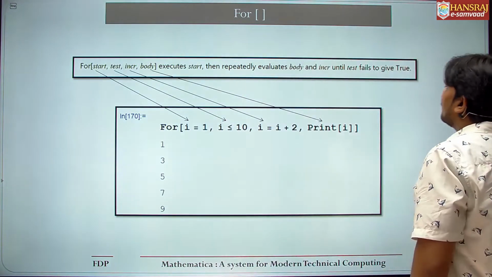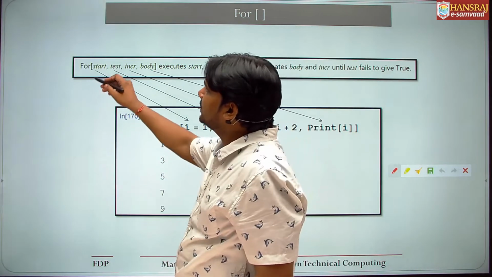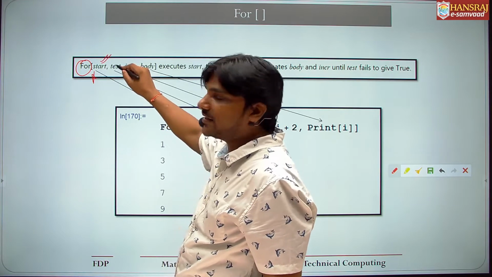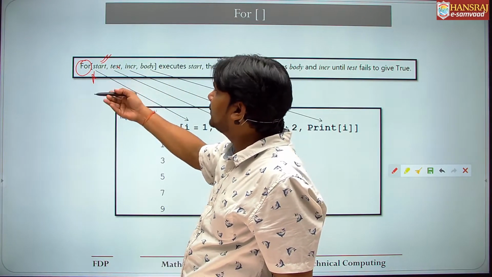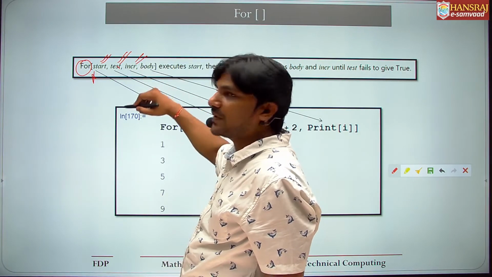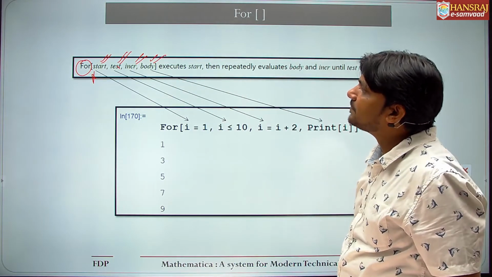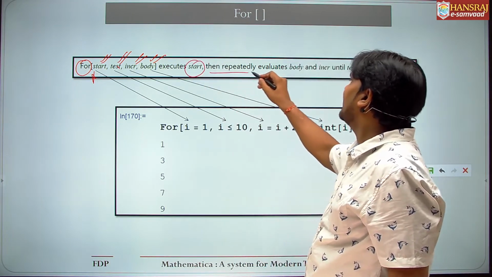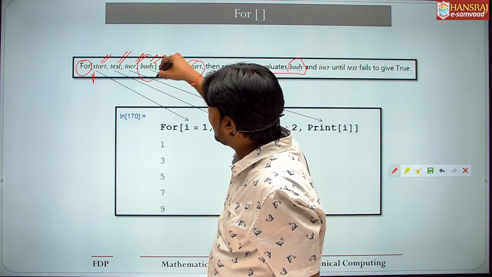So first see the syntax for writing a loop. You will write for, then a bracket, then you will write the starting value, what variable needs to be started, then you will write a test, that means the condition you will apply, then the increment, and then the body. So that is your for loop syntax, which executes start, then repeatedly evaluates the body. Body means your main expression will be this part, body.